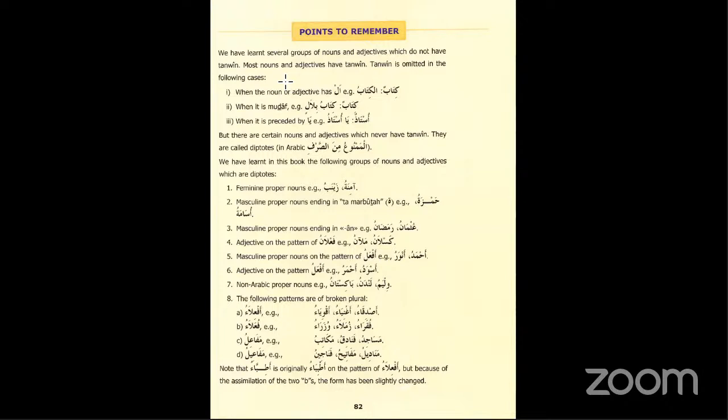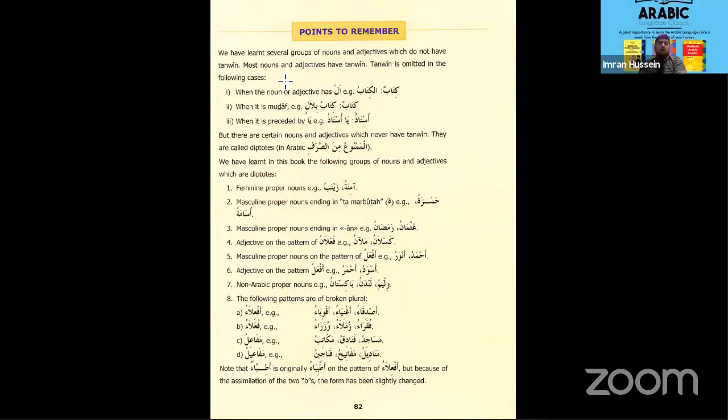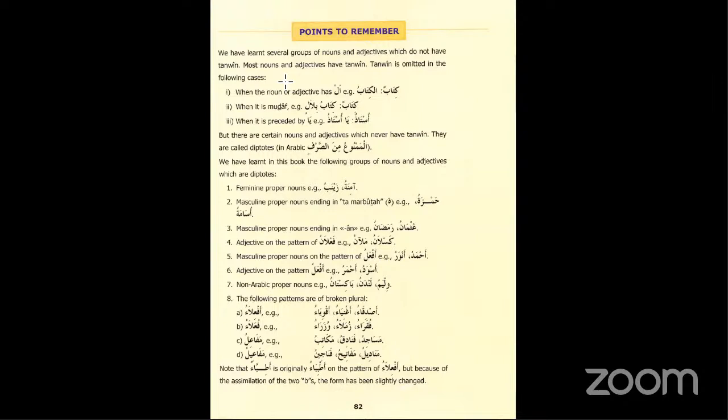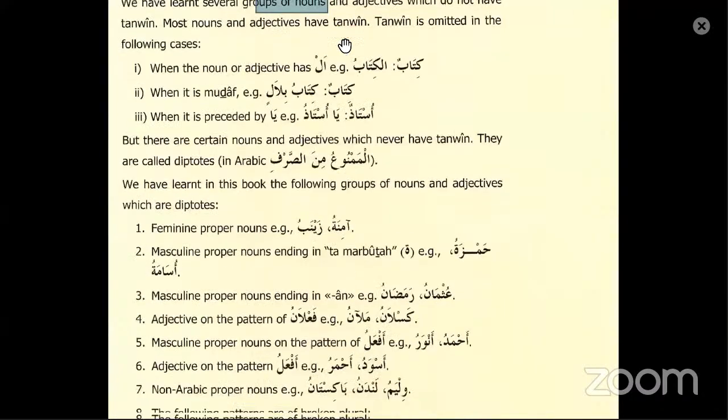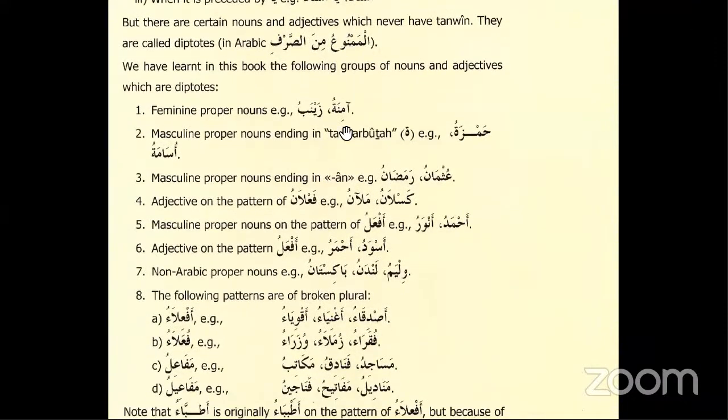8. The following patterns of broken plurals, e.g. a) af'ila'u, so asdiqa'u, aghniya'u, aqwiya'u. Excellent. b) Fu'ala'u. I'm sorry, the first letter has a damma, so fu'ala'u. So fuqara'u, zumala'u, wuzara'u.